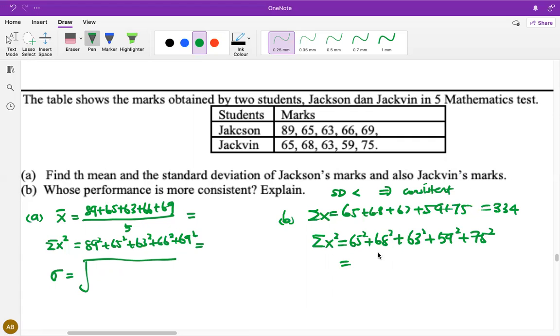2,1924. Okay, so standard deviation: 21924 divided by 5 minus the mean, 334 over 5 square. So you get your answer. Divided by 5 and then you minus 334 over 5 square. Okay, hold on. Let me check any mistake.